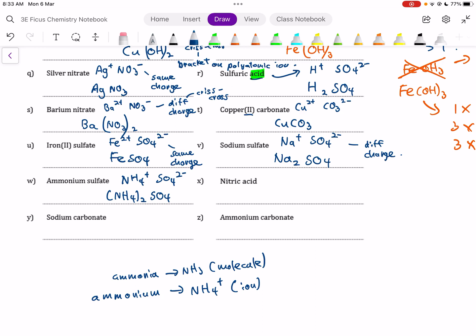Then we also have nitric acid. That is H+, NO3-. This case is a 1:1 same charge, HNO3. Then I have sodium carbonate, Na+, CO3 2-. So this will be Na2CO3. Different charge.